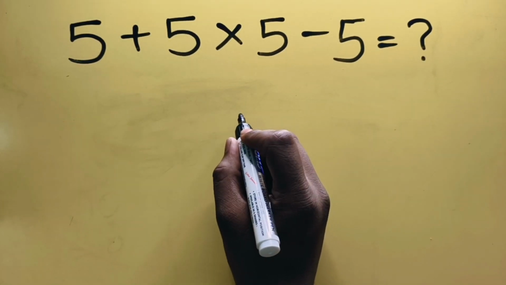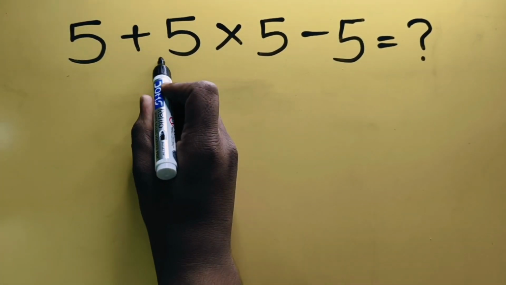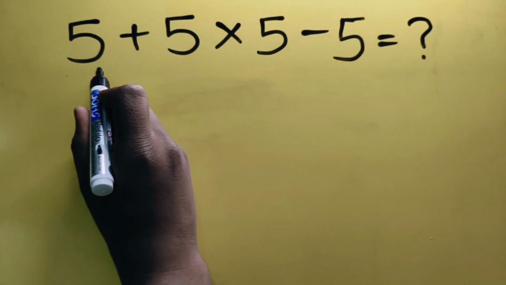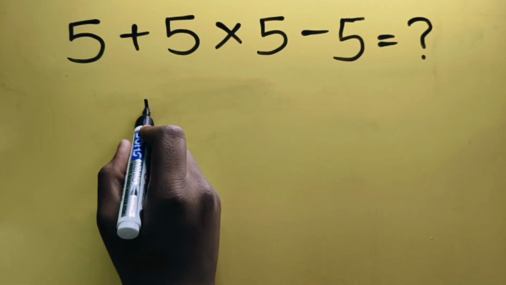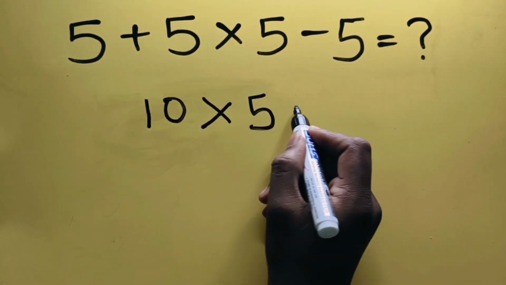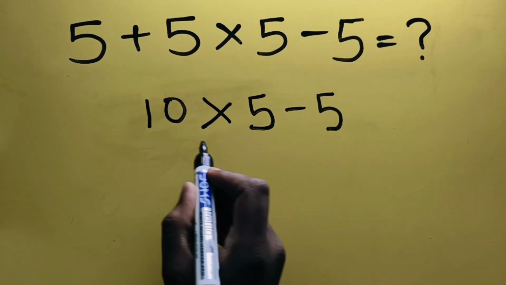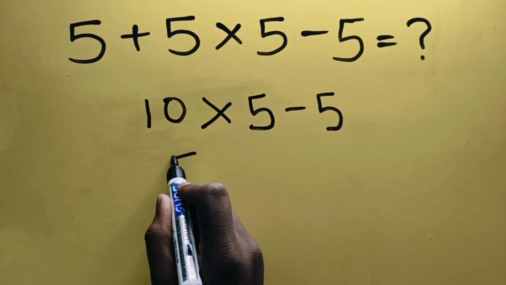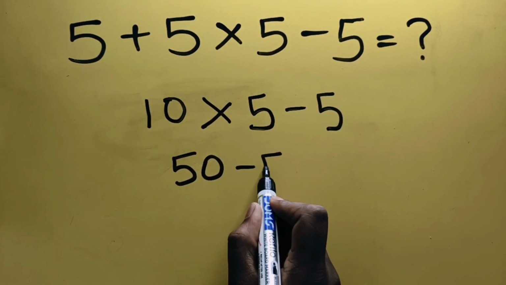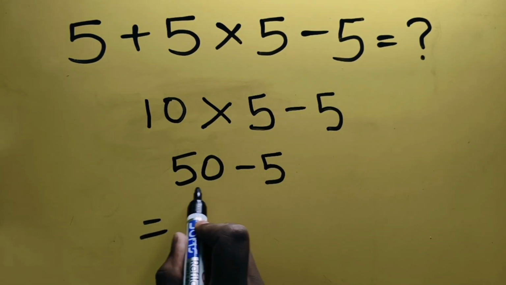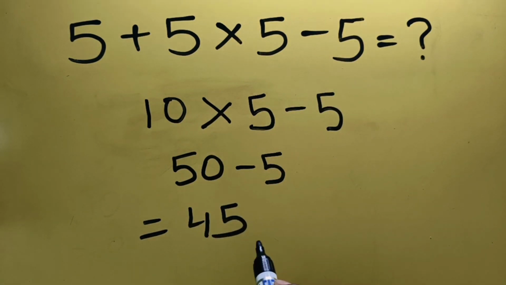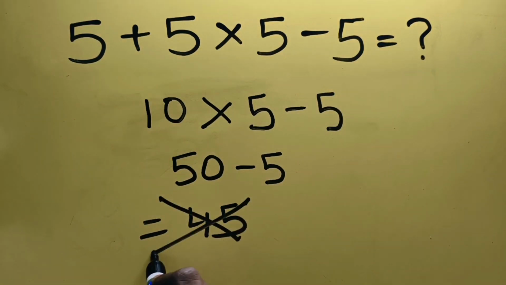Here in this question, we have to find the value of 5 plus 5 into 5 minus 5. So let's start. 5 plus 5 is 10 into 5 minus 5. Then 10 into 5 is 50 minus 5. Now 50 minus 5 is 45. But this is the wrong method.